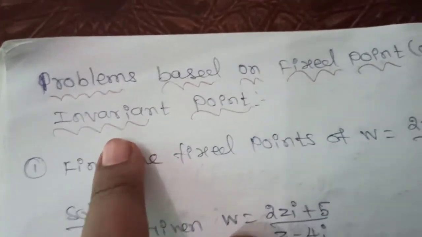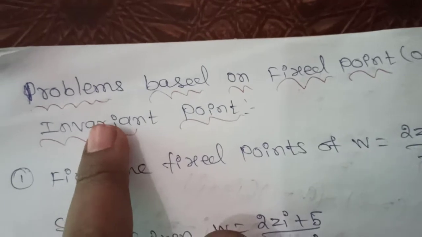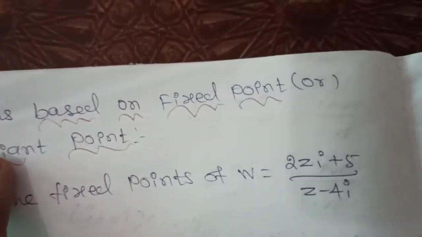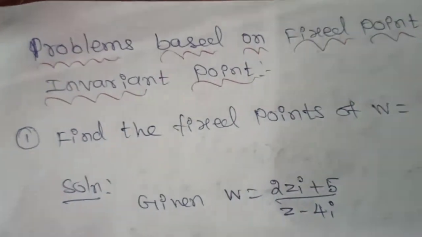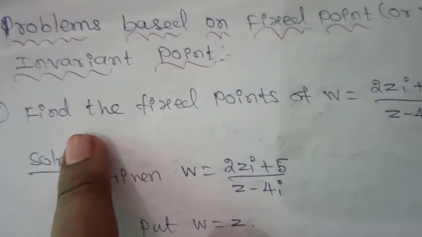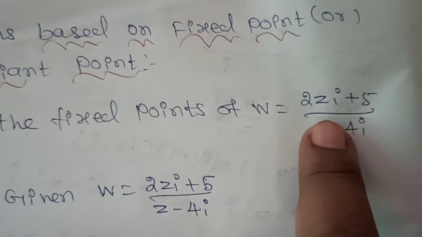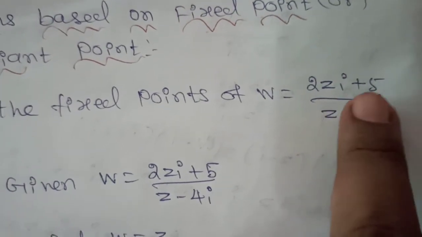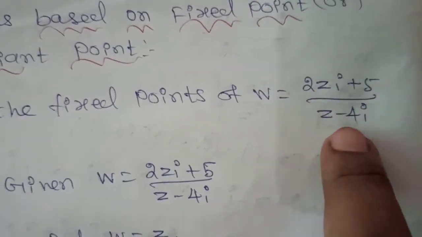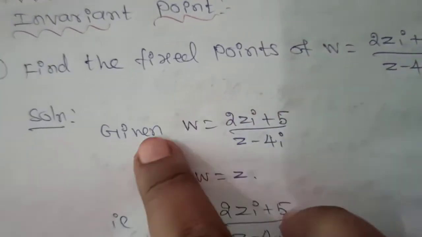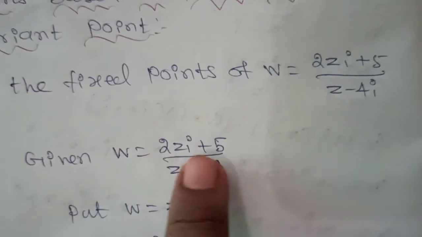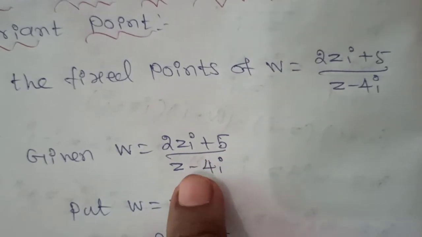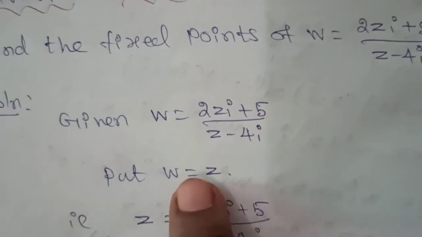Dear student, now we see the topic problems based on fixed point or invariant point. Read the first question. Find the fixed point of W equal to (2zi + 5) divided by (z - 4i). First, we take the given value W equal to (2zi + 5) divided by (z - 4i).